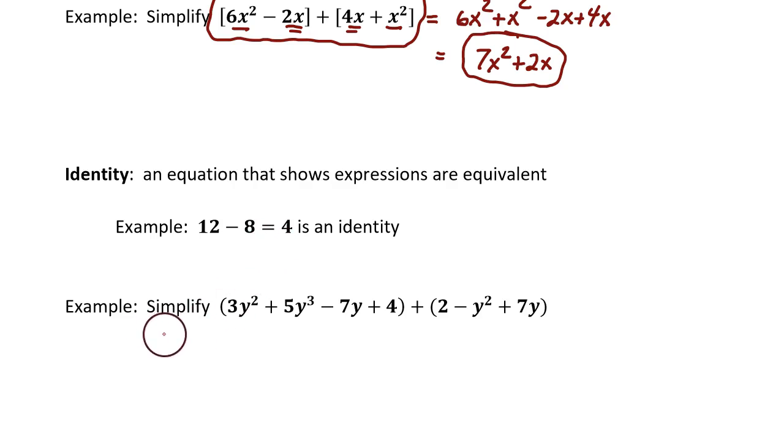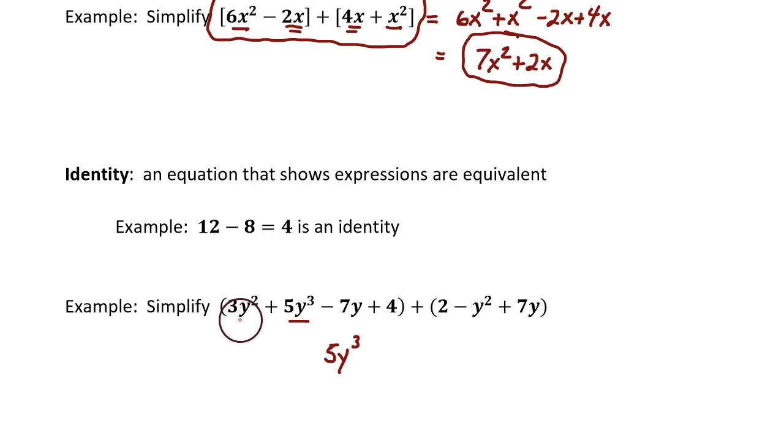Here's another example problem for simplifying. This time, let's not take the time to rearrange the terms, but simply look for like terms. I'm going to begin by locating the highest degree term. That's the 5y cubed. There are no other y cubes, so my answer will begin with 5y cubed.